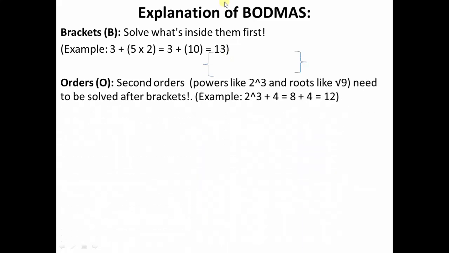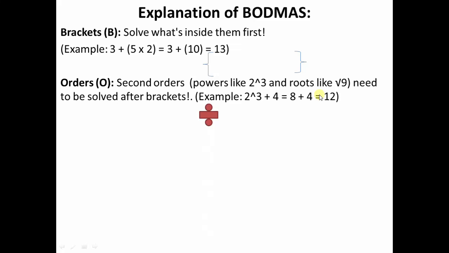Next is orders, like square or raised to 3, raised to 4, etc., or square roots. Second step, you're going to do the orders. So powers like 2 raised to 3 and square roots like square root of 9 need to be solved after brackets. Example, 2 raised to 3 plus 4. 2 raised to 3 is what? 2 into 2 into 2, which is 8. So 8 plus 4 is 12.